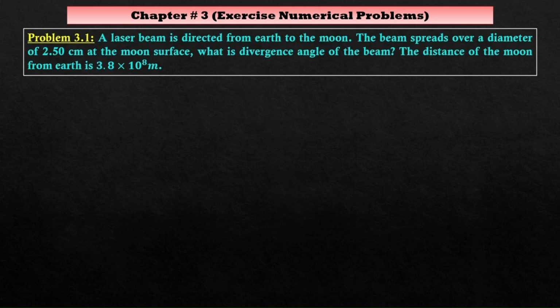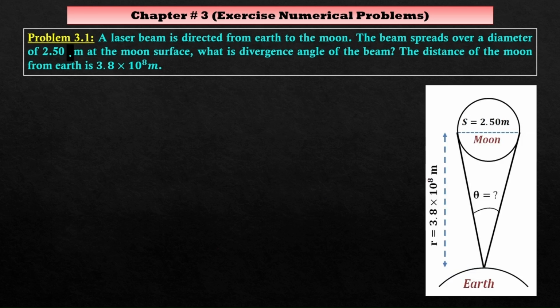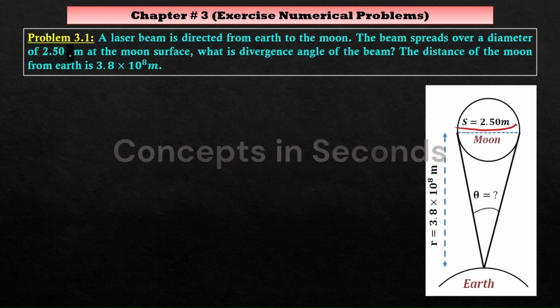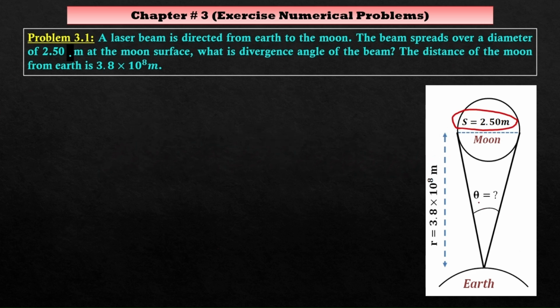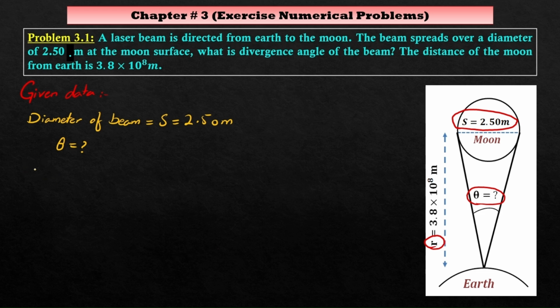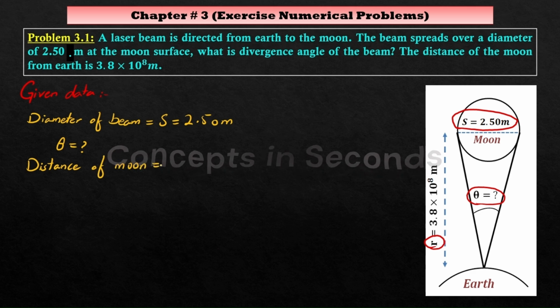A laser beam is directed from Earth to the Moon. The beam spreads over a diameter of 2.50 centimeter at the Moon surface. We should find the answer according to the book. So, we use the diameter of the beam S equal to 2.50 meter, not in centimeter. When we use this value, S is equal to 2.50 meter. So the answer is according to the book.